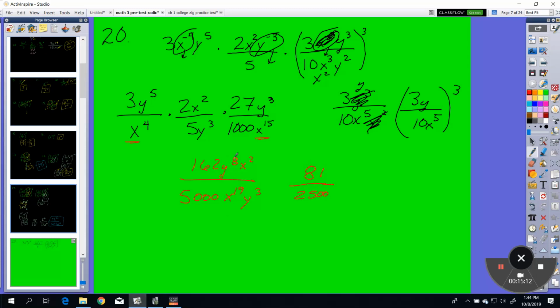3 y's on the bottom, 8 on the top. So these 3 will cancel off 3 of the 8 and leave us with 5. So that's y to the 5th. X to the 19th, x squared, 2 of those will cancel off 2 of those and leave us with x to the 17th on the bottom. So that's your answer for number 20.